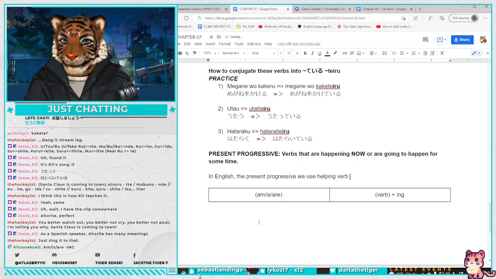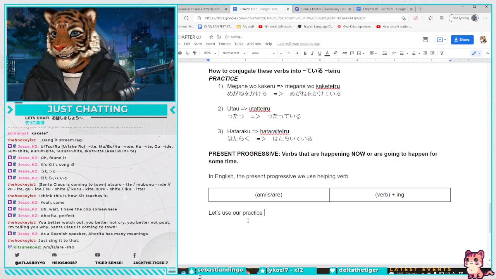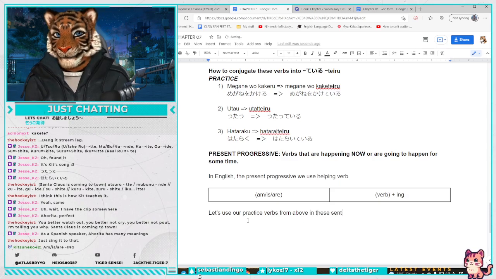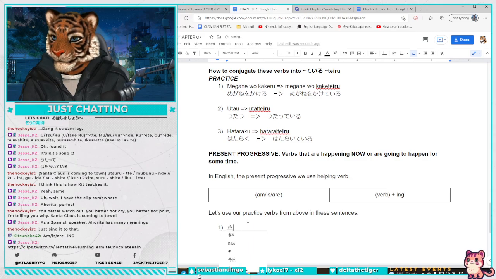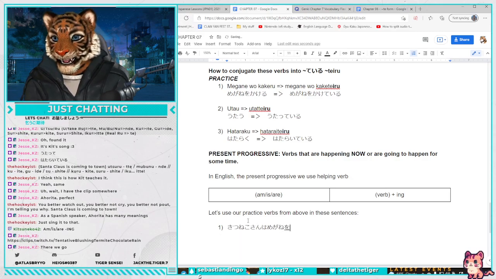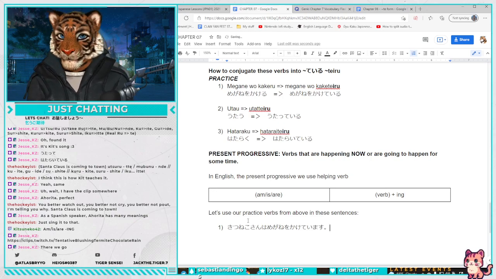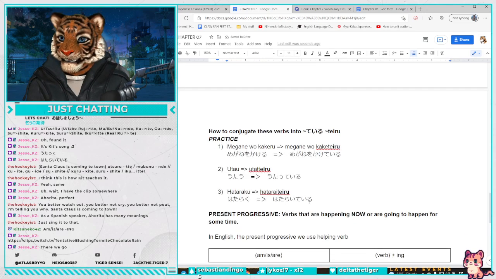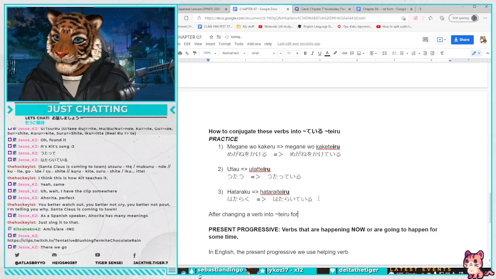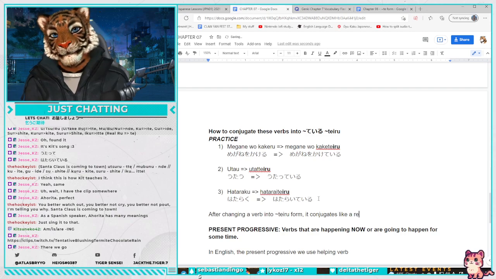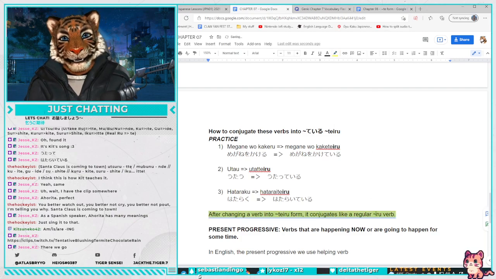So let me go back to the examples that we did here. Let's use our practice verbs from above in these sentences. The first one, let's say, Kitsuneko-san wa megane o kaketemasu. We're still conjugating these into kaketemasu. In fact, let me add this here. After changing a verb into teiru form, it conjugates like a regular ru verb. I'm going to highlight this because it's very important. I should have said this and I apologize. It conjugates like a regular ru verb.